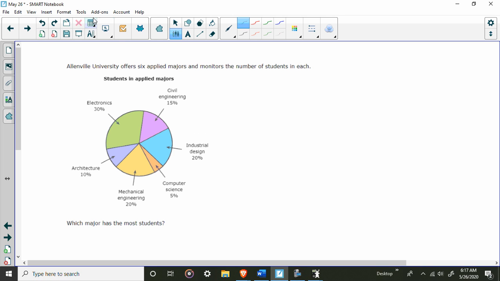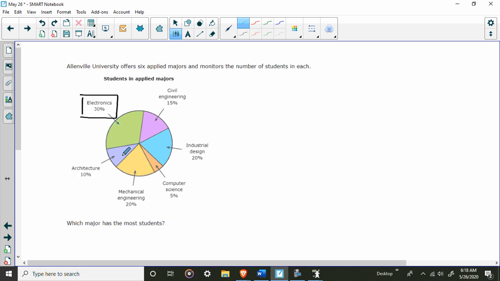So Allenville University offers 6 applied majors and minors, with the number of students in each. Which major had the most students? Pretty much we're just looking for the biggest piece of the pie, right? It's electronics, and that's 30% of people. Again, what's the smallest one? Computer science down here, right? And everything else is kind of in the middle.